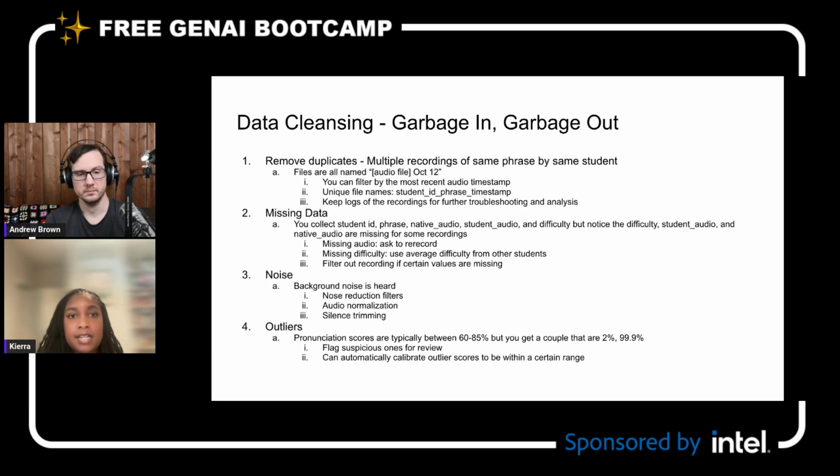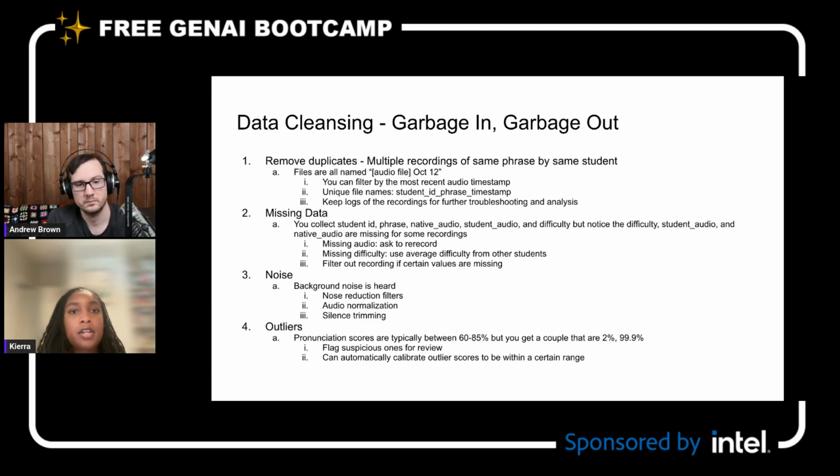Second one, missing data. So let's say that you're collecting a bunch of data points for the students. Maybe it's their student ID, their phrase. You might also want the native audio, which is the correct pronunciation for a word, and then the student audio, which is the student's version of how they're pronouncing a word at a particular time, and a difficulty level. But maybe you're noticing some of the audios are missing some of that data. Maybe the difficulty is missing for one or the audio is missing for the other. Here's some ways you can handle that.